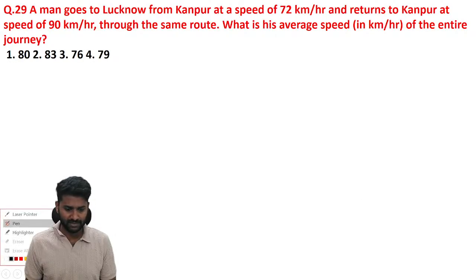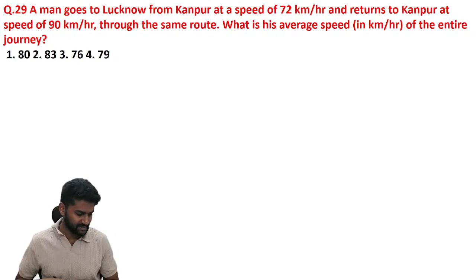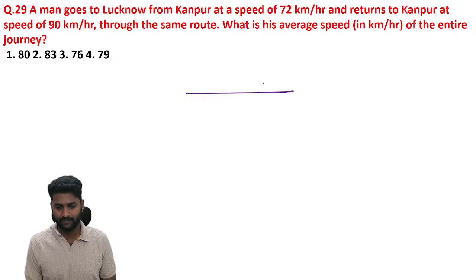Next, let's see one more question from time, speed, distance again. A man goes to Lucknow from Kanpur at a speed of 72 km per hour and returns to Kanpur at 90 km per hour on the same route. What is the average speed? So 72 and 90. And what is the average speed?